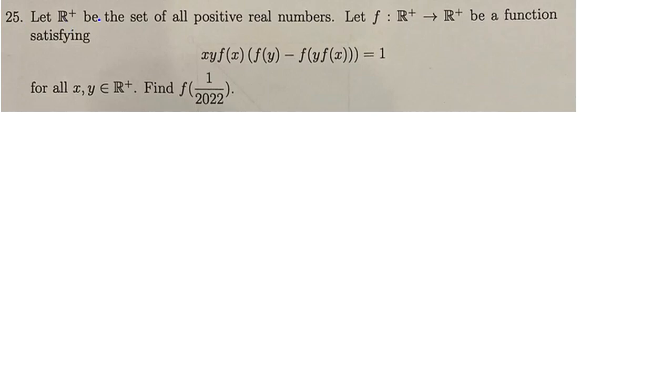Problem 25. Let R plus be the set of all positive real numbers. Let f from positive real numbers to positive real numbers be a function satisfying x f(x) times f(y) minus f(y) f(x) equal 1 for all x, y that are positive real numbers. Find f of 1 over 2022.